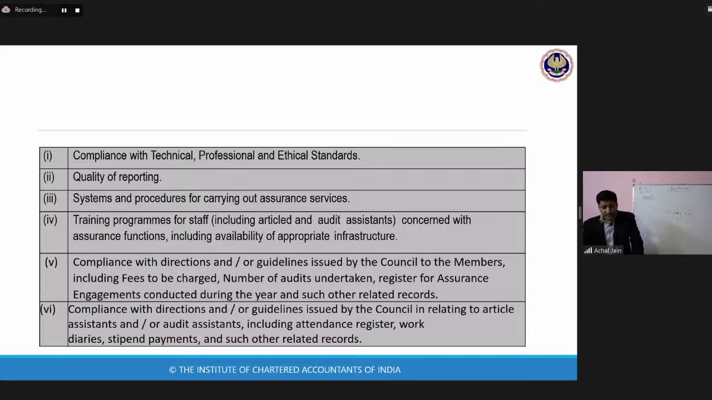Statutory audit of NBFCs which are not covered under level 1 and which have been defined by peer review board to be covered under level 2. Statutory audit of entities having net worth of over rupees 5 crore or an annual turnover of more than 50 crore during the period under review. Okay.